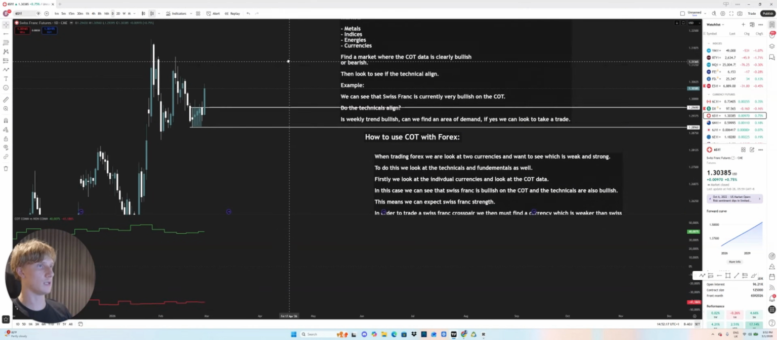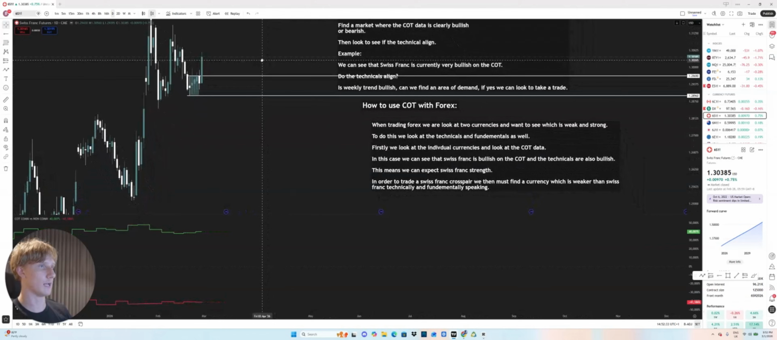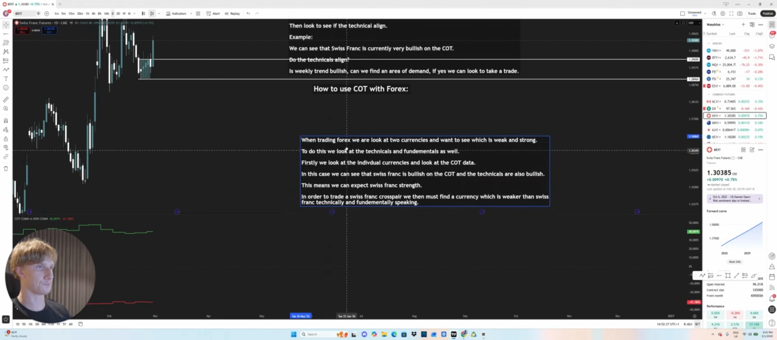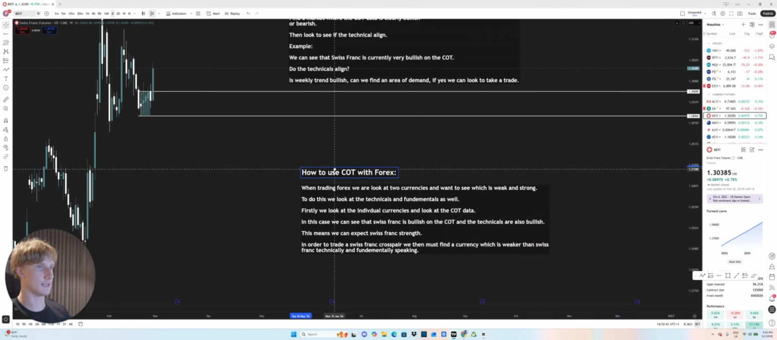Now, because we are trading Forex, most of the time, most of you guys are not going to be able to just trade the Swiss franc futures alone, because a lot of you will be trading with prop firms, etc. So what does that mean for us? Well, we need to trade the Swiss franc pairs. So how do we actually go ahead and do that? And this applies for every single pair and currency. The process stays the exact same.